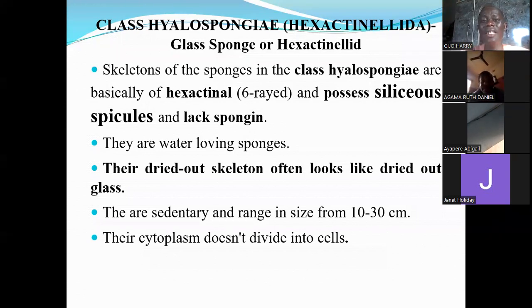They possess siliceous spicules. Sorry about that. The Calcispongia have calcium carbonate spicules, while the Hyalospongia have siliceous spicules. The siliceous spicules are made up of silicon. That's why they're called siliceous spicules. They possess silica, and they also lack spongin fibers.